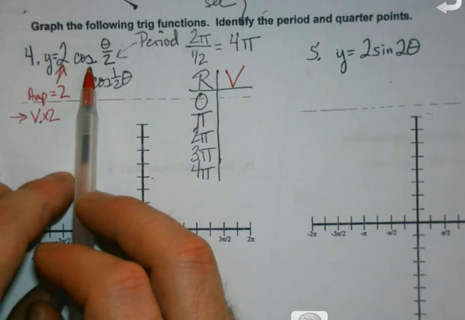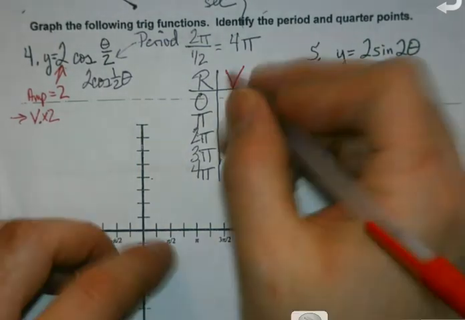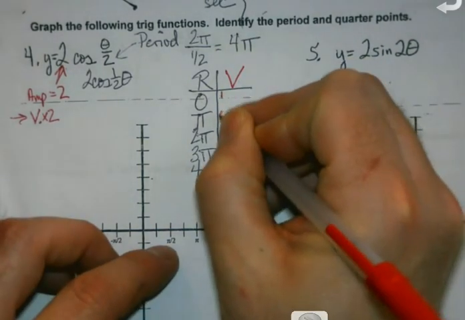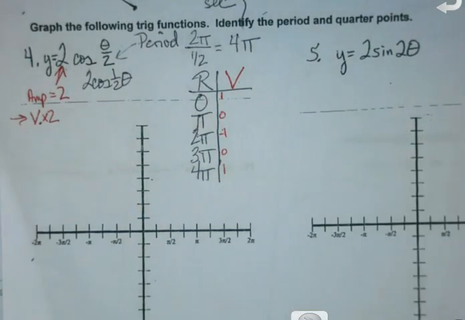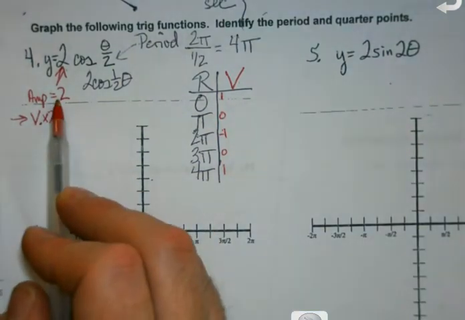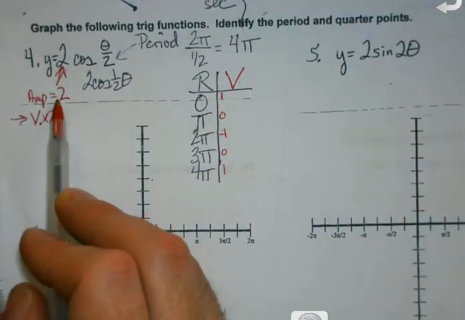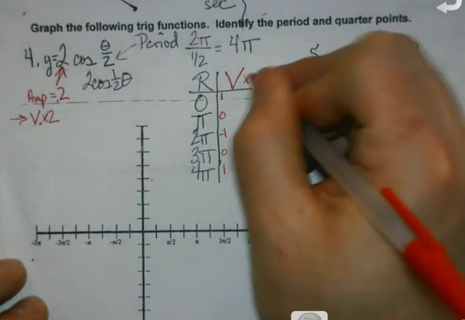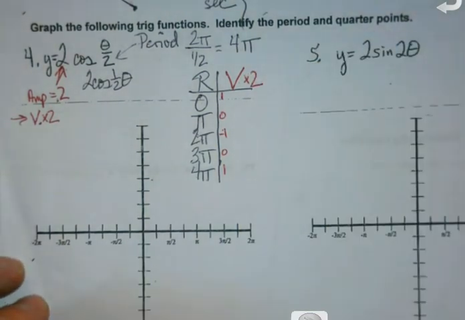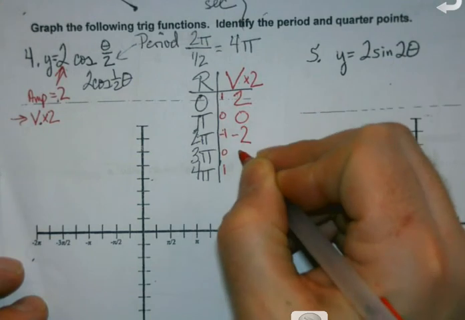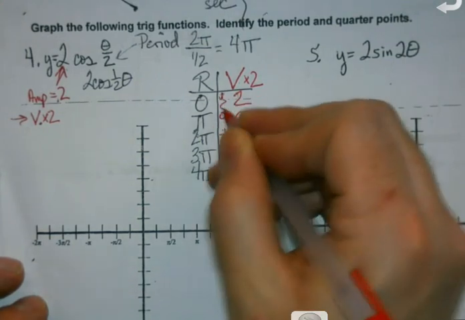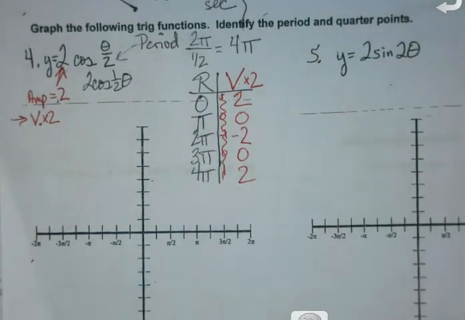normally, if I was just doing cosine and there wasn't an amplitude, normally this would be 1, 0, negative 1, 0, 1. But I have an amplitude change. So I multiply my normal values by 2. So 2, 0, negative 2, 0, 2. And I've got my chart.